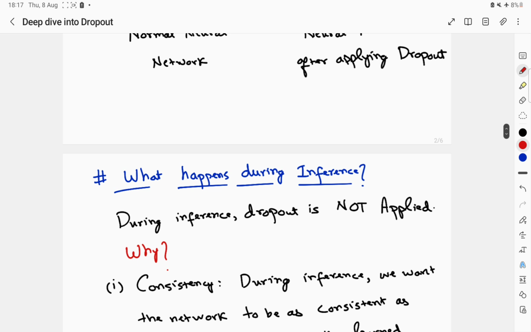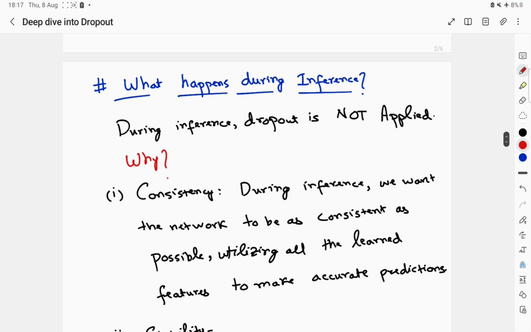Now, one of the most important things that is often asked during interviews, and it's also very important to understand, is what happens during inference. So whatever we saw above was applicable for the training phase, but what happens during the inference phase, and that's where a lot of the concept sort of kicks in. So during the inference phase, dropout is not applied. That is the first thing that you need to know. Why it happens, we'll talk about that. But you need to remember that during inference, you do not apply the dropout.